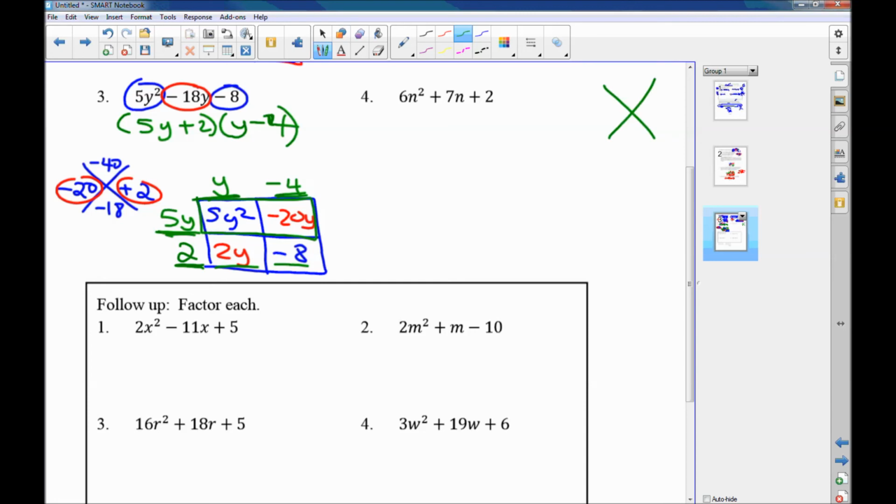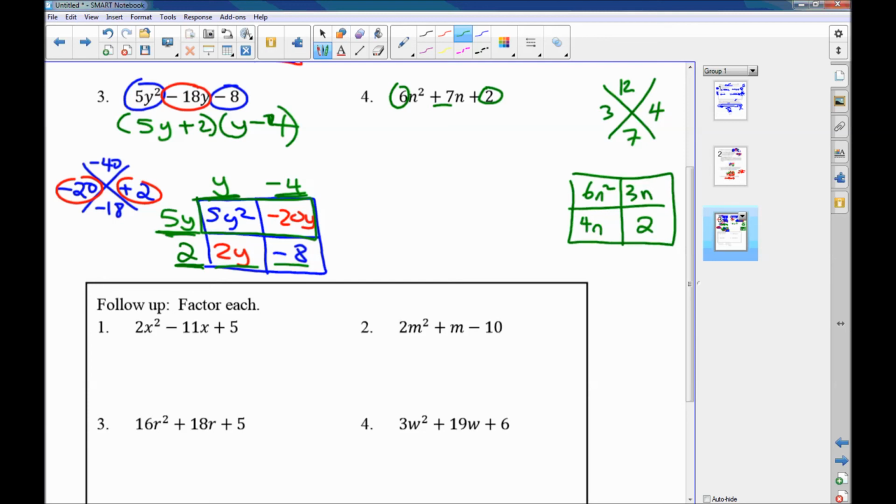Okay, so we want two numbers that multiply to 12 and add to 7. So 6 times 2 on the top and 7 on the bottom. These numbers are going to be 3 and 4. So we'll make our box. The quadratic term, 6n squared, goes into the top left. The constant term goes in the bottom right. And then we use the 3 and 4 to make our linear terms, 3n and 4n. Notice they add up to 7n.